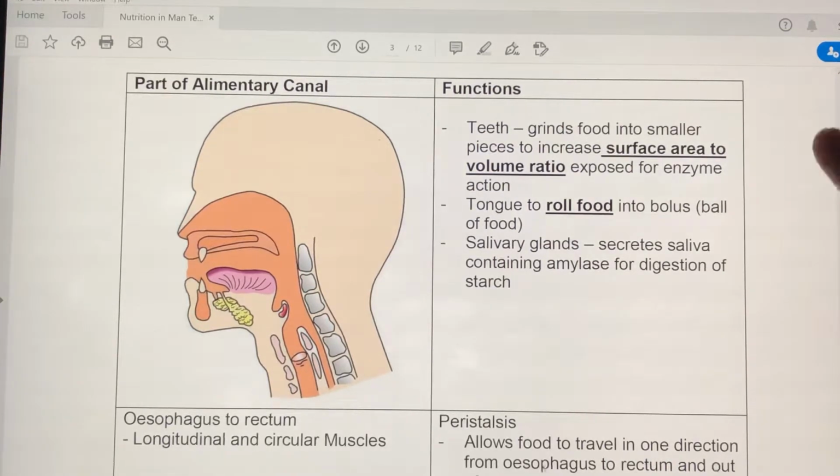The teeth grind the food into smaller pieces, and this will increase the surface area to volume ratio for enzyme action. The tongue rolls the food into a bolus for us to swallow, and the moment the food enters the mouth, or even if we're thinking about the food, salivary glands will secrete saliva, which contains salivary amylase.